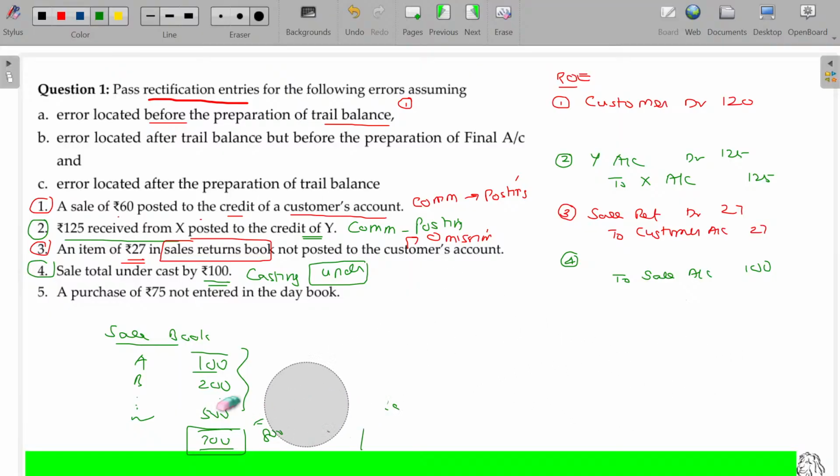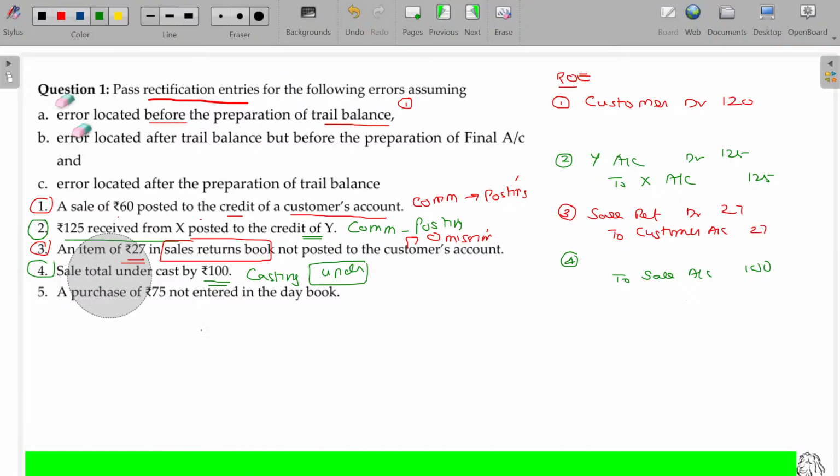Now, the last one. Purchase of 75 not entered in the day book. If it is not shown or recorded in the day book, which is nothing but the purchases book, so as it is not recorded in the purchases book, it represents complete omission. In case of complete omission, you just pass the entry here. So fifth one. What is the entry?